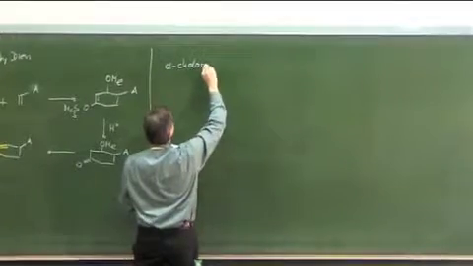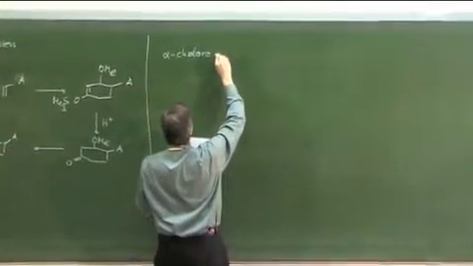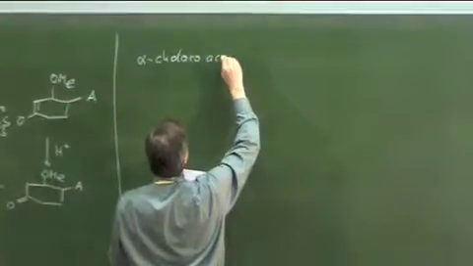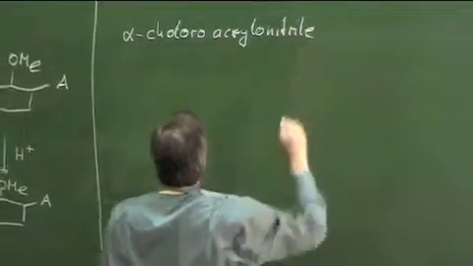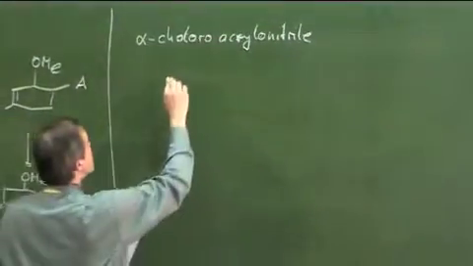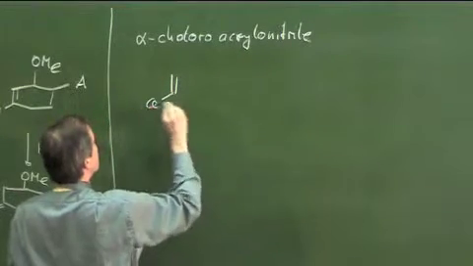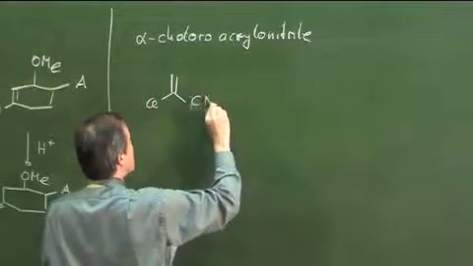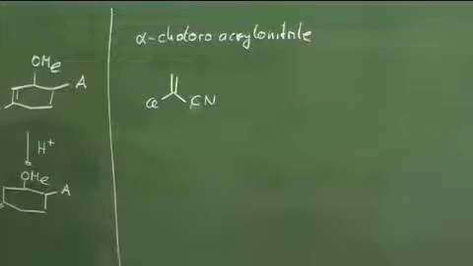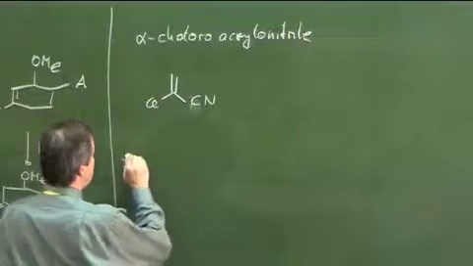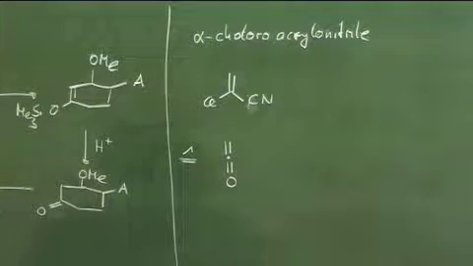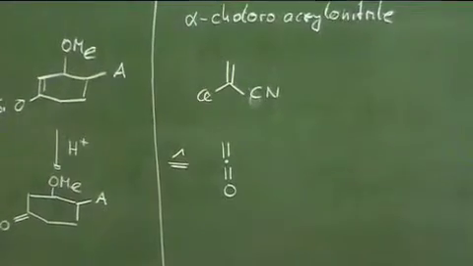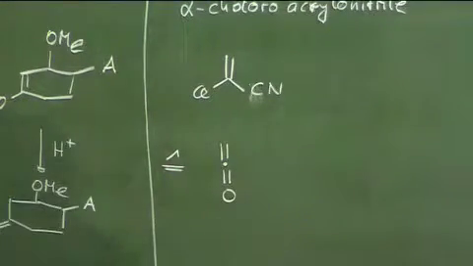And one of these I would like to introduce to you. This is alpha-chloro acrylonitrile. And this is the equivalent, if you want to do a Diels-Alder reaction, with a ketene. Ketene is not easily synthesized. It's a gas. It's not commercially readily available.